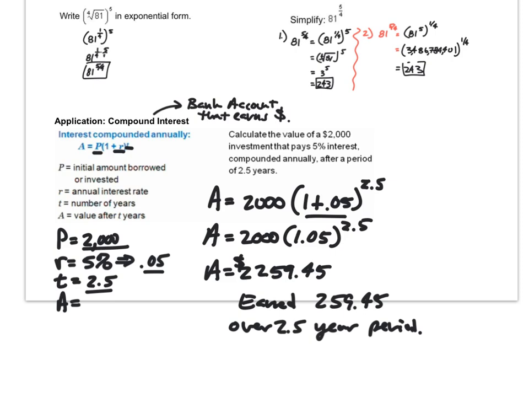So, an applicable thing that is used quite often. This is used very often in banks and such. So, you're kind of sitting there going, hey, where am I going to use this in the real world? You use it in personal finance.